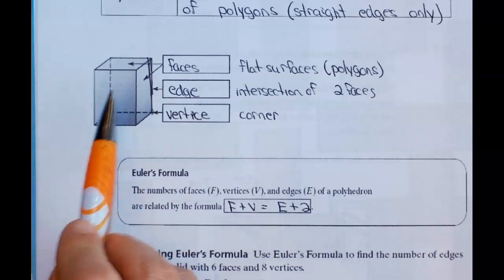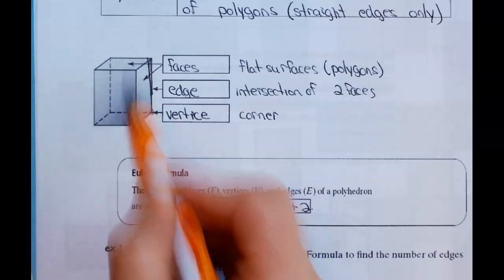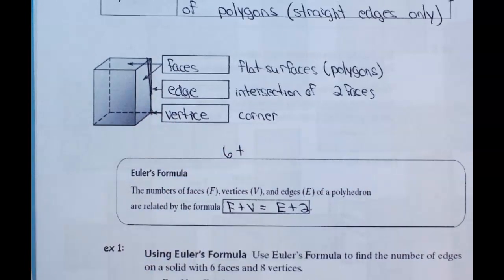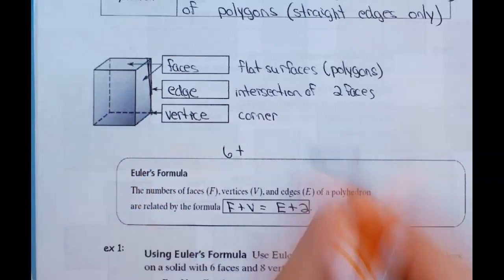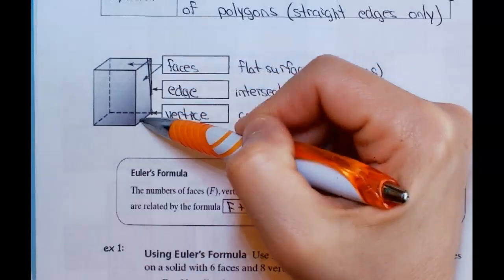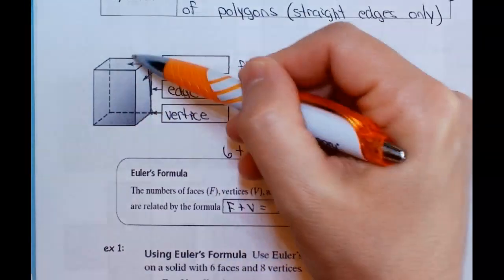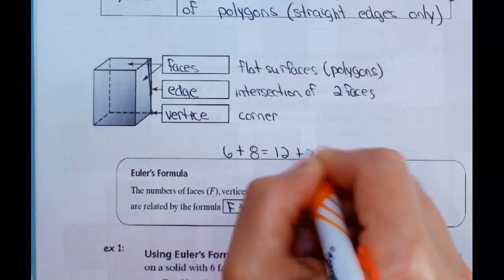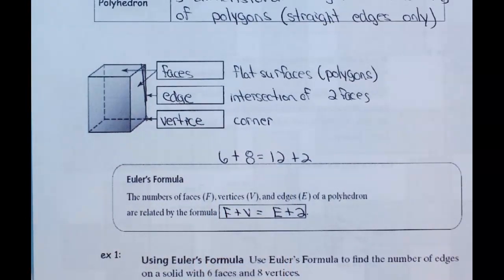So if we look at this specific case here, the number of faces would be all four of the sides here, plus the top and the bottom. That would be 6. The vertices are those corners. So you've got 1, 2, 3, 4 here, and 4 more down here. That would be 8. The edges are all of these straight connections of the faces. If you notice, you've got 4 around here, 4 at the top, and 4 at the bottom. That would be 12. 6 plus 8 is 14, and 12 plus 2 is 14, so it checks out.